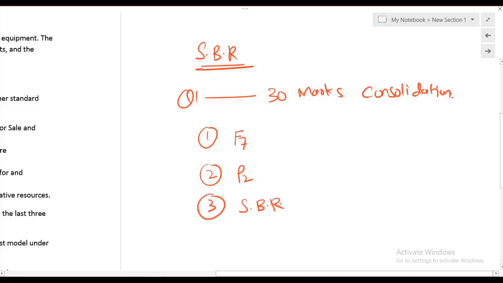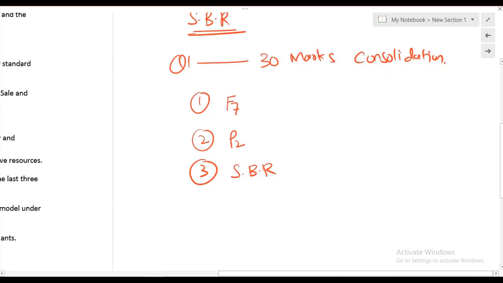If we directly jump on SBR questions, then obviously we will be having problems. So you can say there are 3 layers in which we go to SBR questions. Class 1 we'll be discussing entire F7 and at least 2 to 3 classes on P2 consolidation questions, and then obviously we'll go to SBR questions. And once you have done all the past papers of SBR, you will have no problem at all in consolidation.